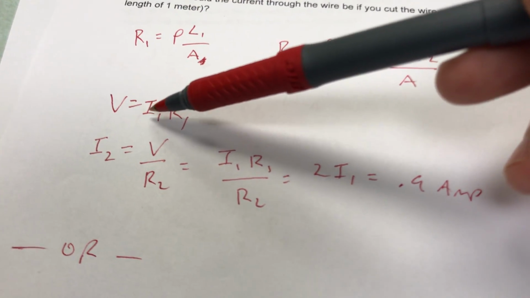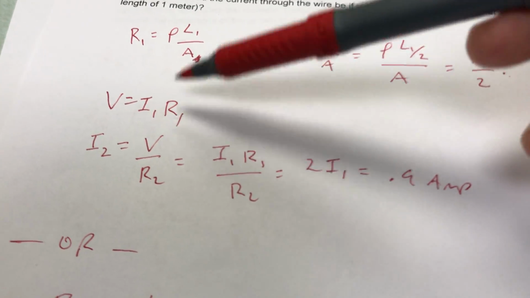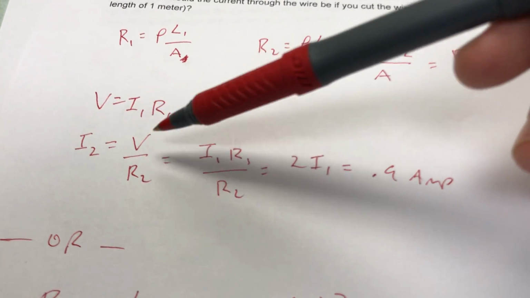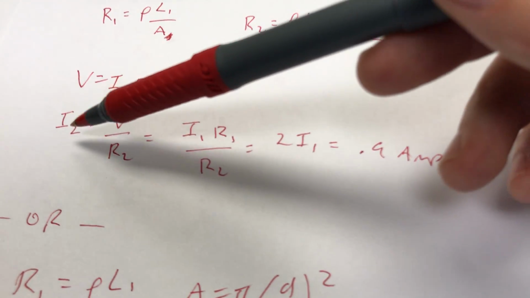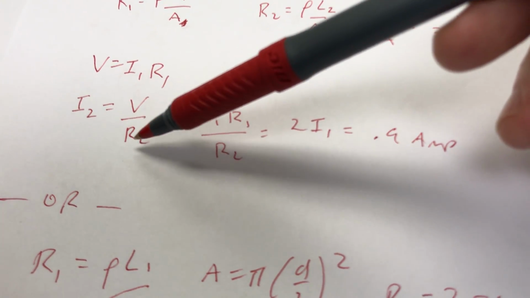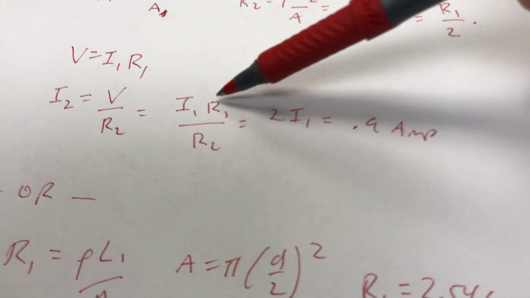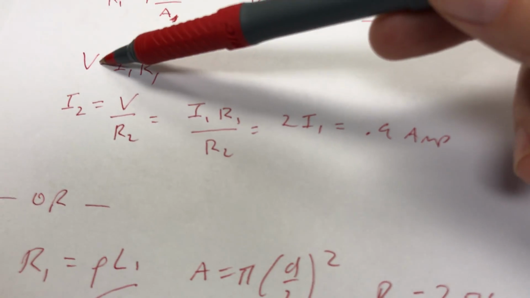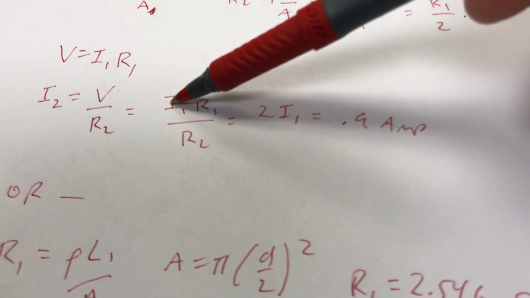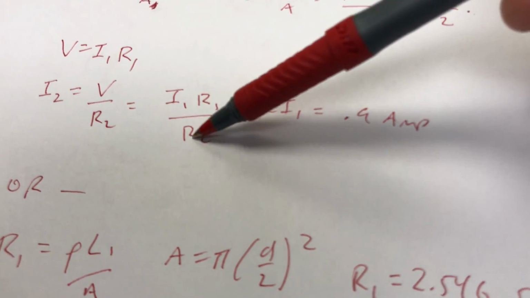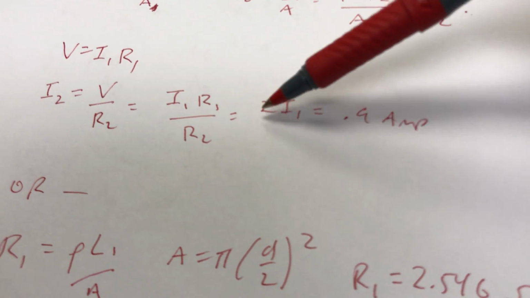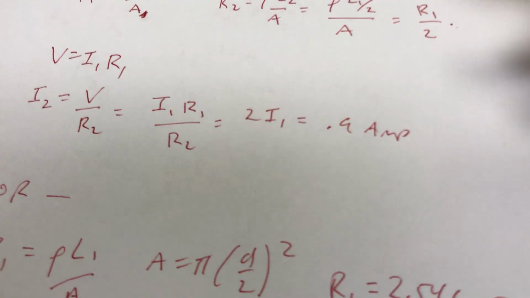Now if I want to calculate the current, the first current is voltage equals IR, and so I could calculate I. But in the second case, it has the same voltage. So I2 is going to be that same voltage divided by R2. But R2 is half of R1. So I can say, put in this for V, I1 R1 over R2. But R2 is half that, so I get twice the current, or 0.9 amps.